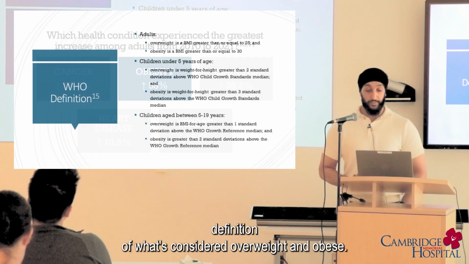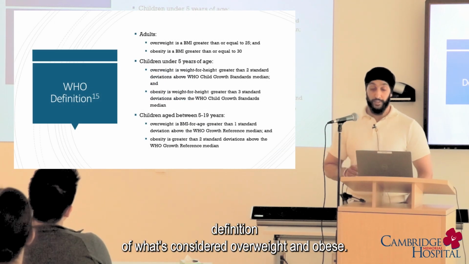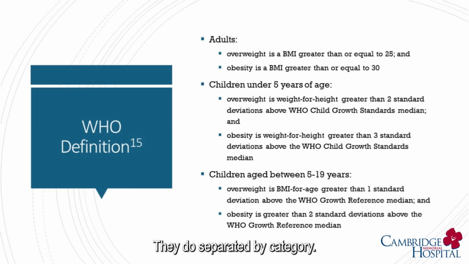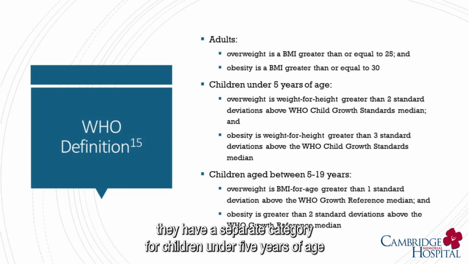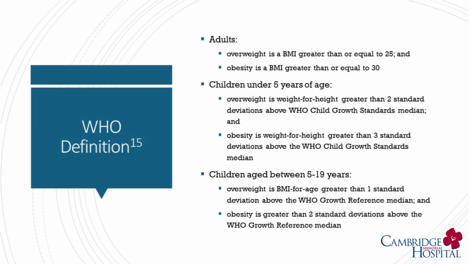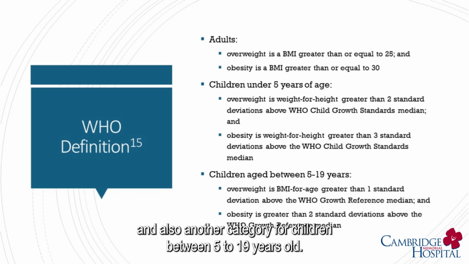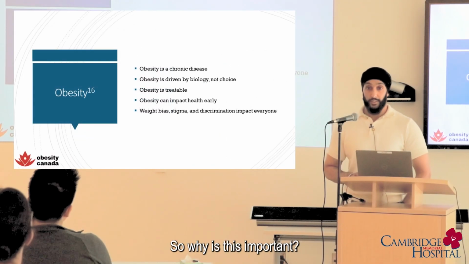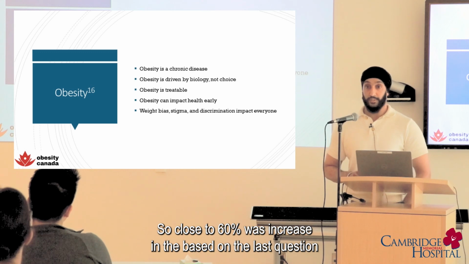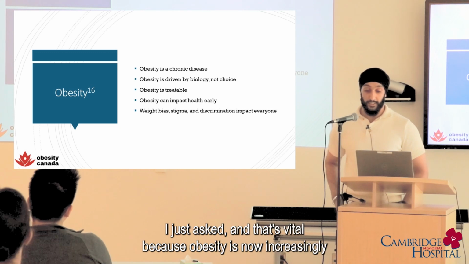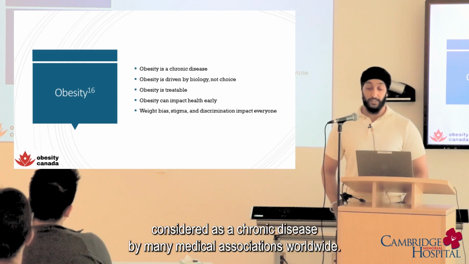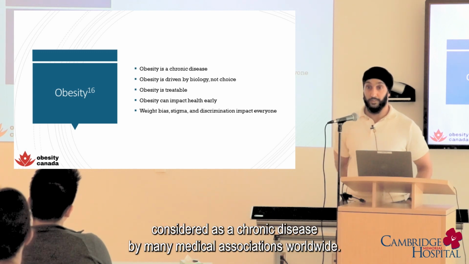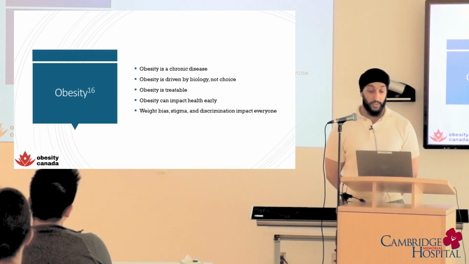This is WHO's definition of what's considered overweight and obese. They do separate it by category. So as adults, they have a separate category for children under 5 years of age, and also another category for children between 5 to 19 years old. So why is this important? Close to 60% was that increase based on the last question I just asked. And that's vital because obesity is now increasingly considered a chronic disease by many medical associations worldwide.